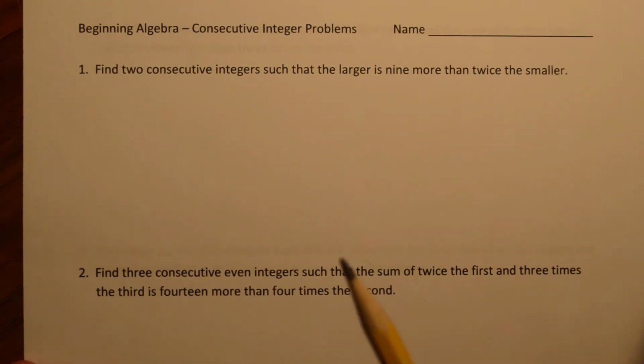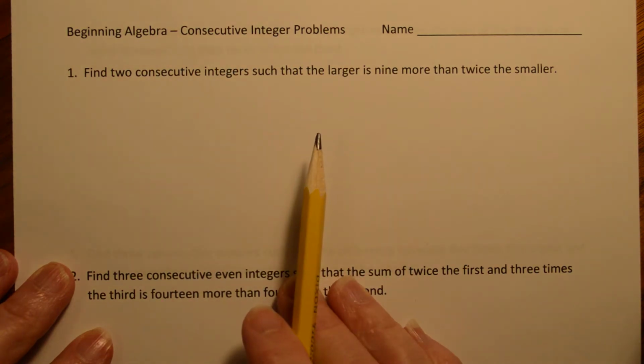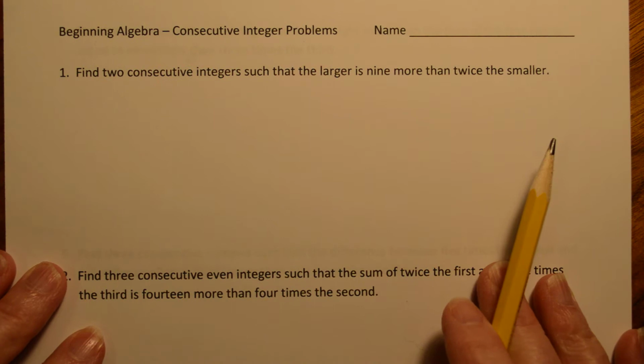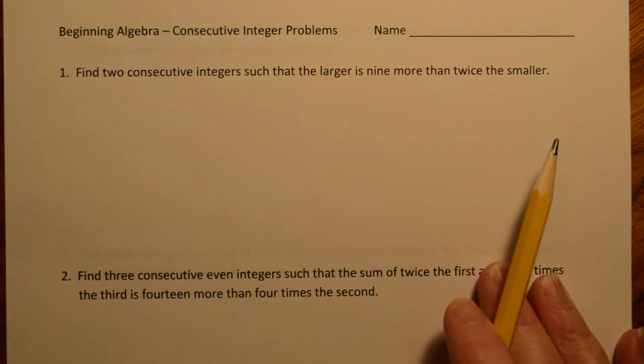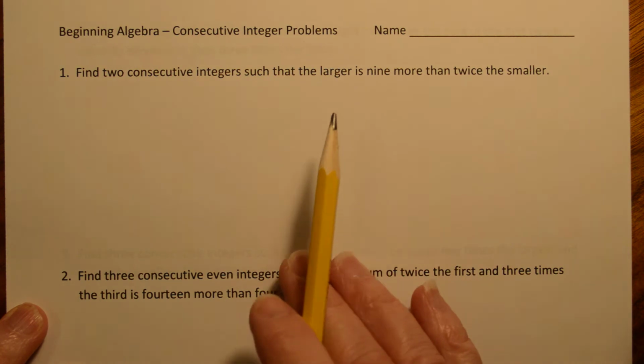Okay, we are moving into the big leagues here. So these are more consecutive integer problems, but they are not the easy kind that we talked about last time, where we're just told that the sum of two consecutive integers is a certain thing, or the sum of three consecutive odd integers is a certain thing. These are definitely more challenging.